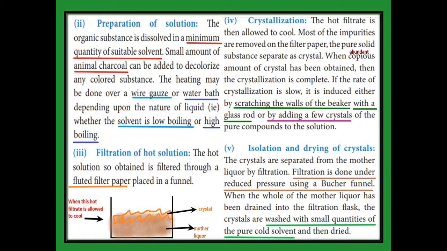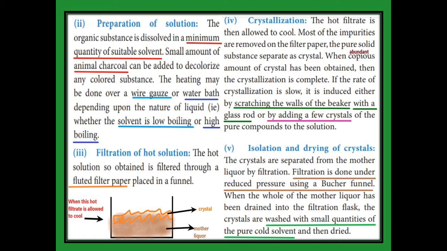If you allow this hot filtrate to cool at room temperature, slowly crystals will form above the liquid. I showed them in orange color. Not all crystals are orange, it is just an example. So the crystals will be formed above the liquid pot. That liquid is called the mother liquor. Don't get confused about it. When the filtrate is allowed to cool, crystals form above the liquid, and the liquid at the bottom is called the mother liquor.